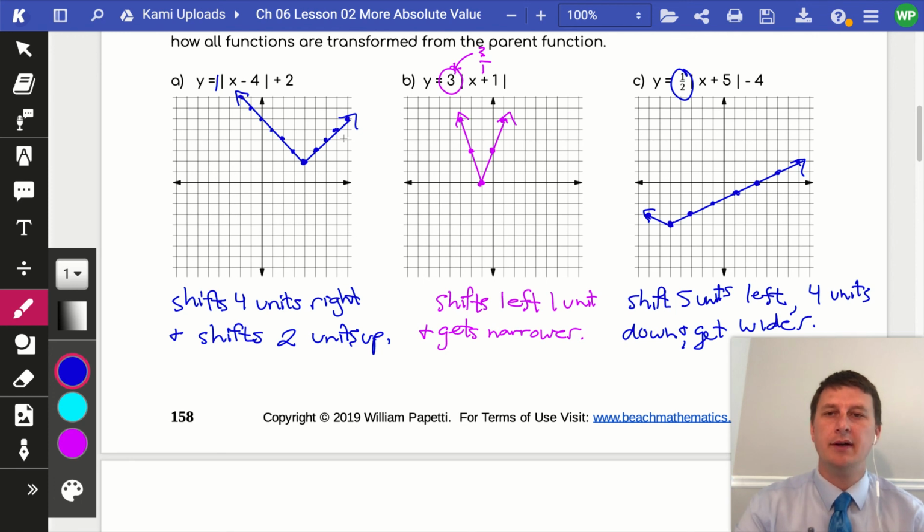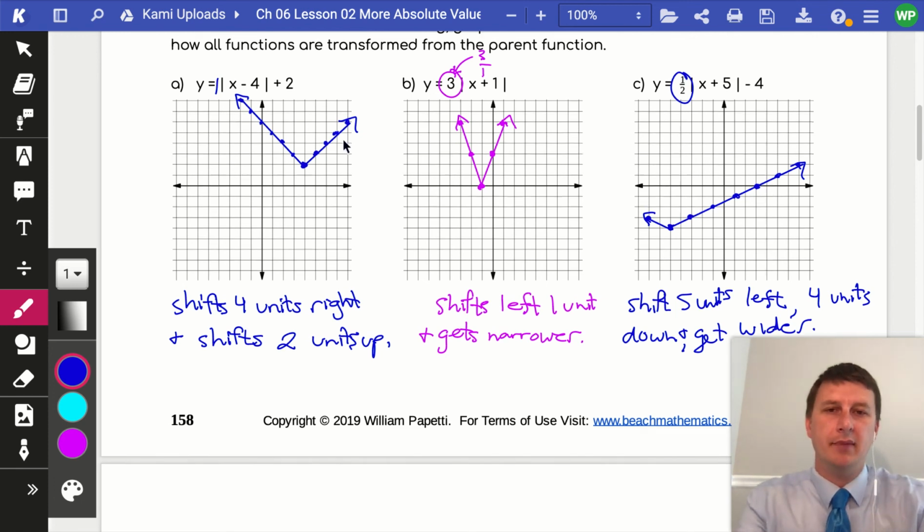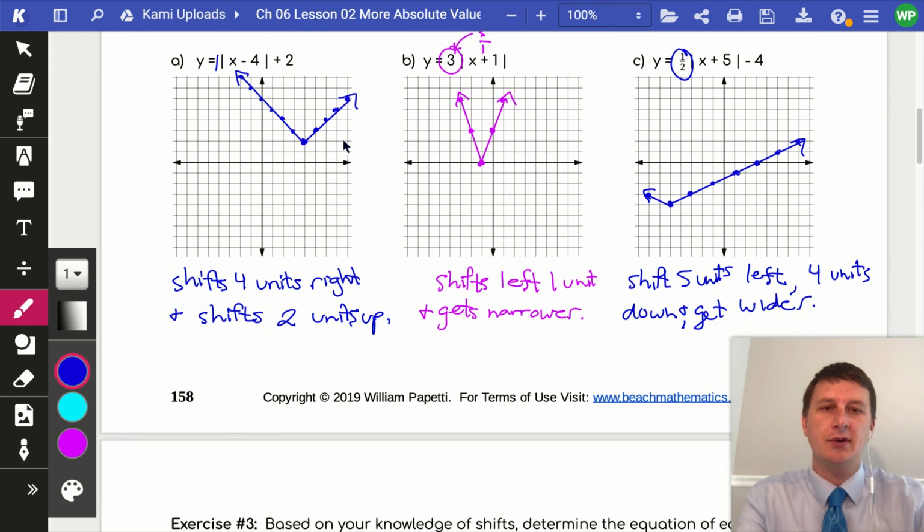So now we have done 3 exercises where we have multiple transformations. We describe the transformations being done and graph them on the grid.